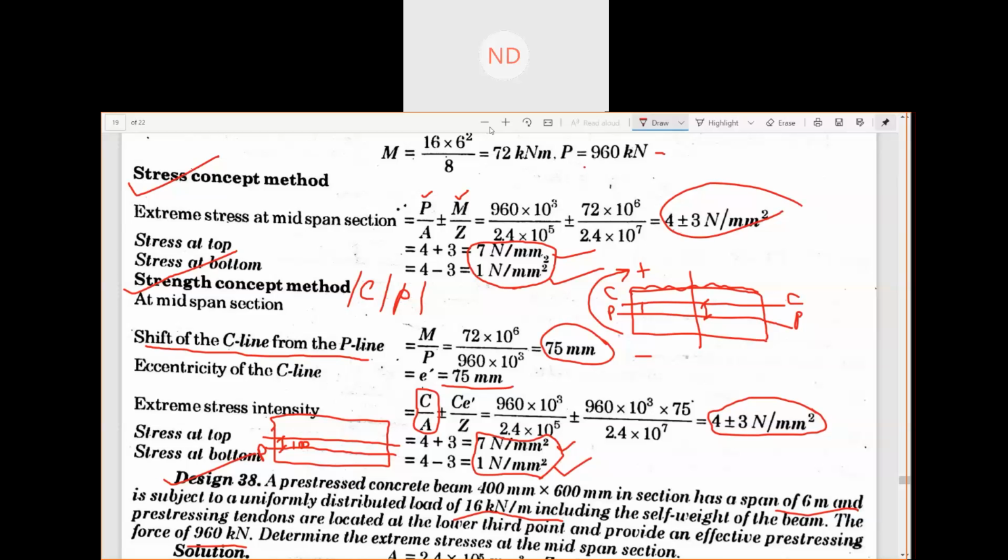Done, everyone? What is the answer? According to the stress concept method, if you have solved, what is the answer for the top stress and bottom stress? Anyone? Let me take the attendance till then.